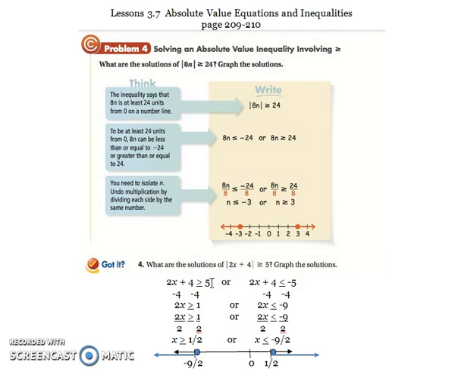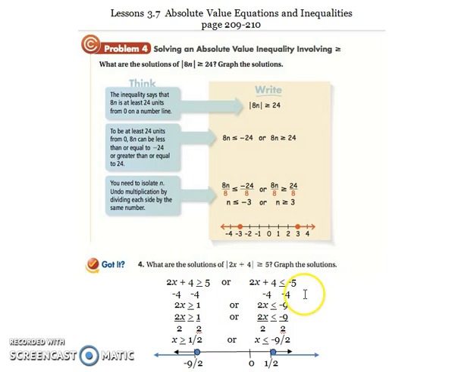So 2x plus 4 can either be 5, or, and it came as a greater than or equal to, or it can be less than or equal to negative 5. Again, if you change this sign, you have to change this sign. So we're going to subtract 4 from both sides, same here, which leaves us with 2x greater than or equal to 1, divide by 2, and you get x is greater than or equal to 1/2.